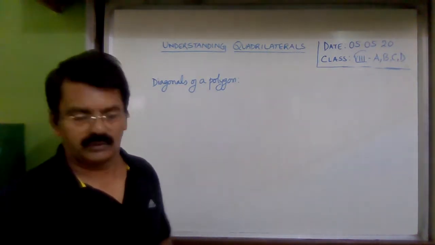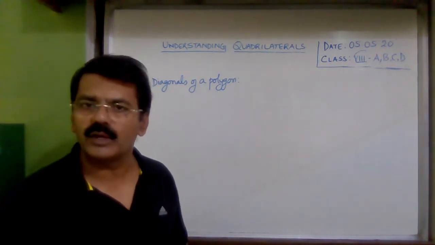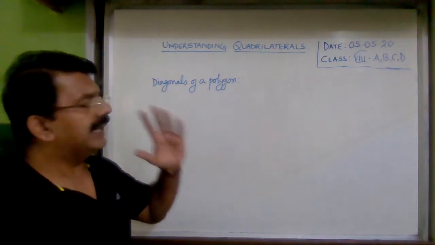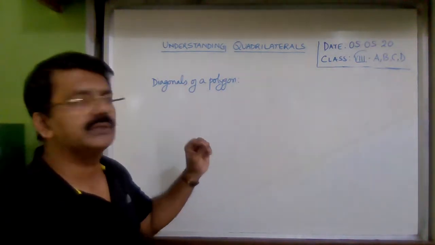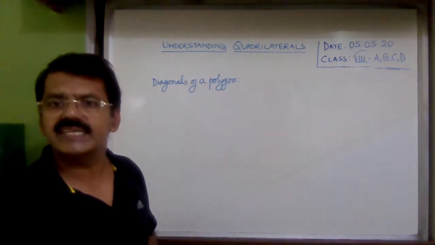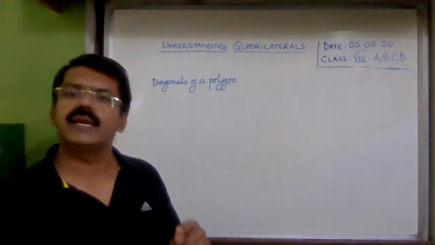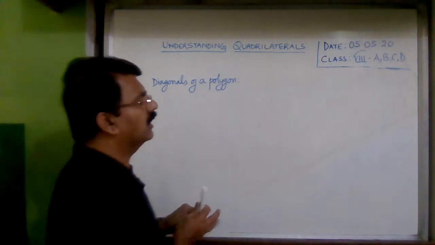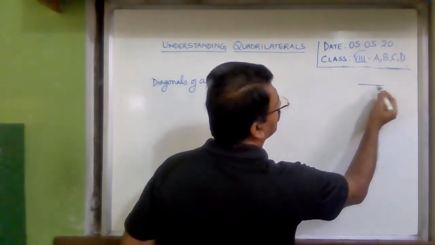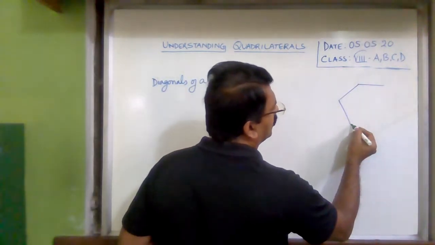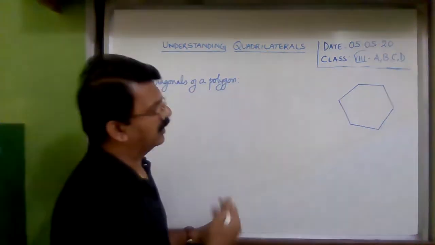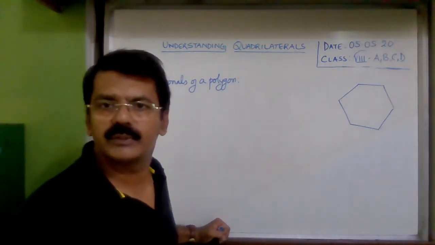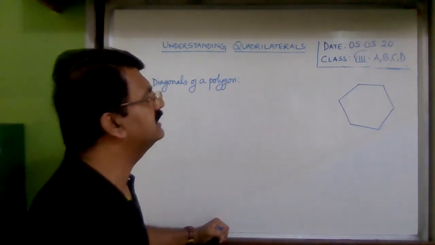Now, diagonals of a polygon. What are the diagonals of a polygon? If you join any two non-consecutive vertices of a polygon, then you get a diagonal. Now let me explain. Suppose there is a polygon. More precisely, you can see it is a hexagon because there are 6 sides.